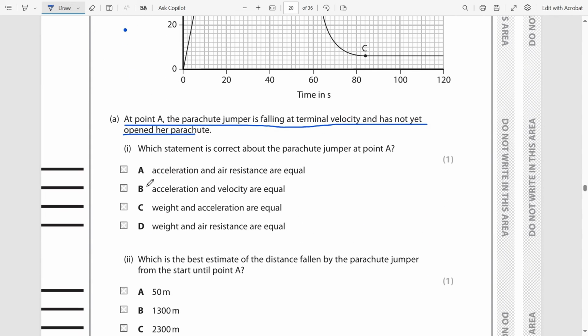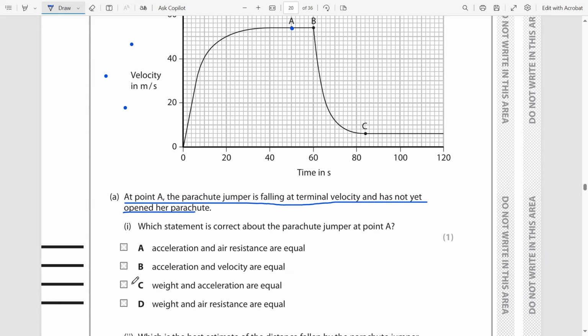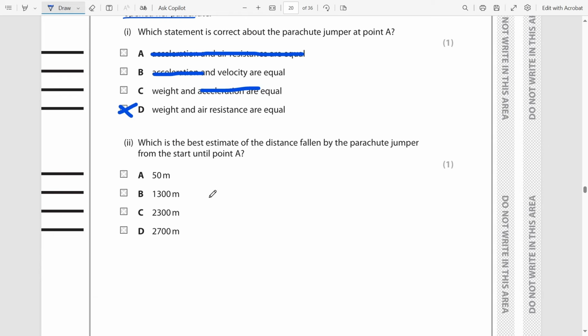Well, we first have to look at this. Acceleration and air resistance are equal. No, because acceleration has nothing to do with equal. If it has acceleration, it's not right. Yeah, there you go, that one. Because the forces are balancing each other out, guys. When the forces balance each other out, this thing's not gonna move at all. So, there we go. My beautiful drawing.